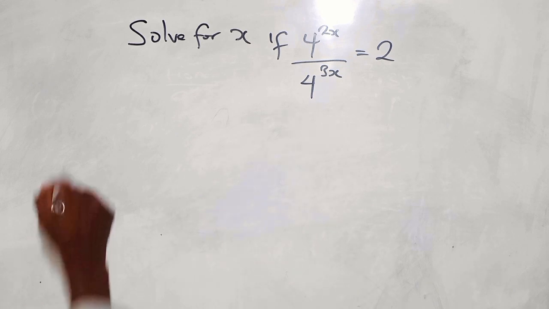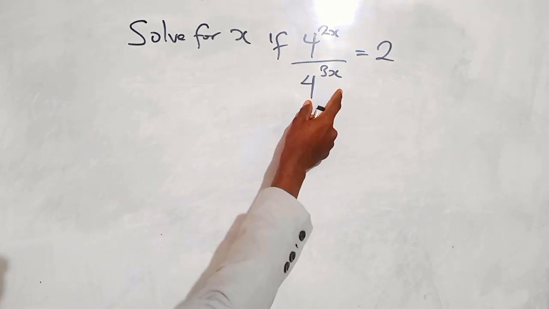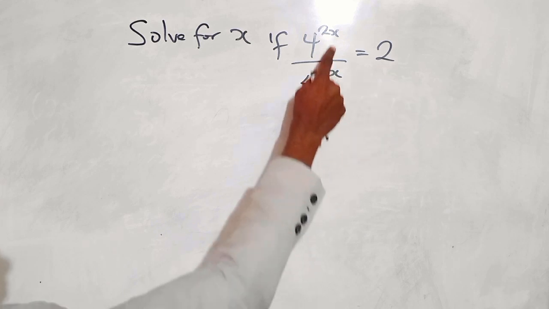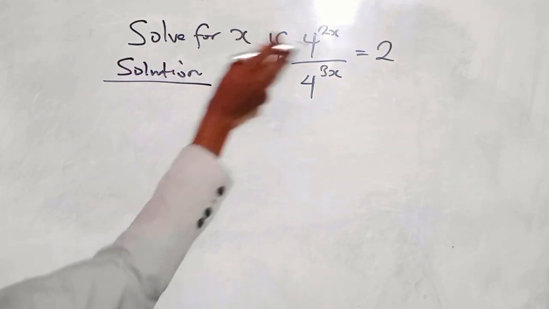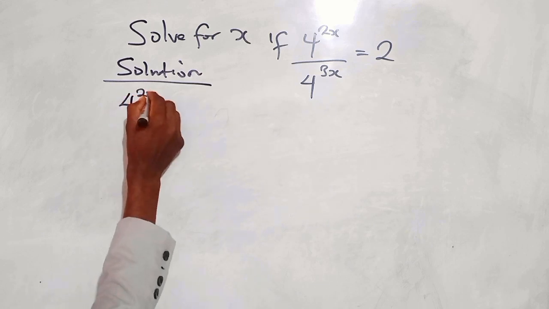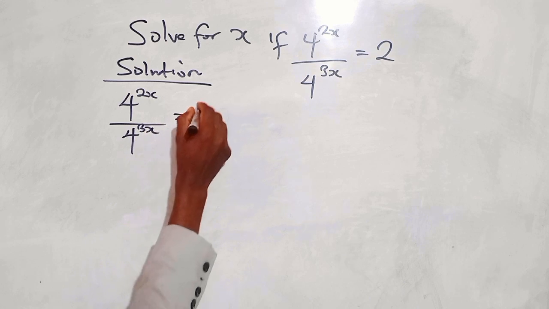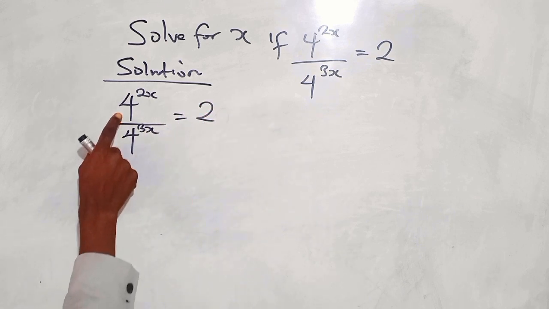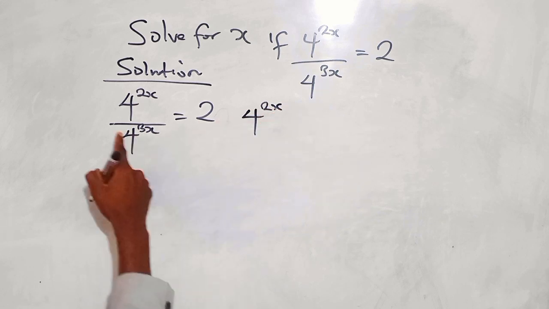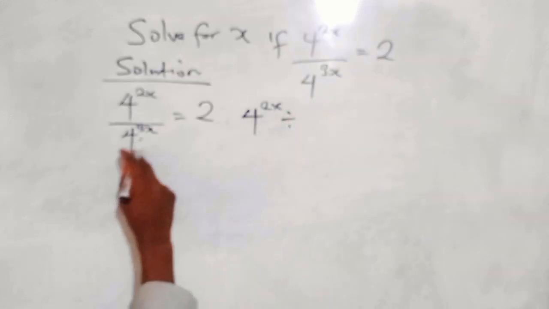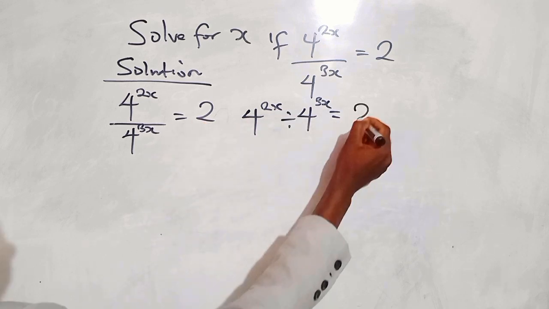The question says, solve for x if 4 raised to the power 2x divided by 4 raised to the power 3x equals 2. What's the value of x? Solution. So we have 4 raised to the power 2x, divided by 4 raised to the power 3x equals 2. I can write this with the division line, 4 raised to the power 2x over 4 raised to the power 3x equals 2.